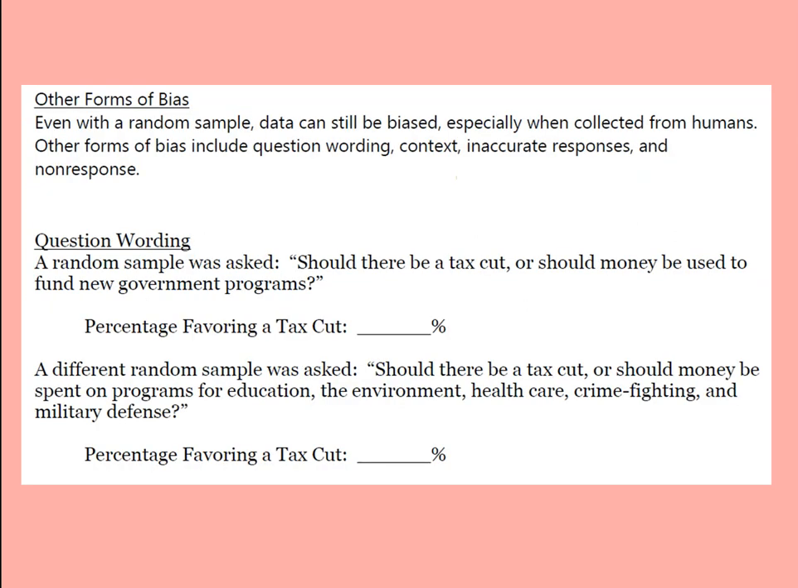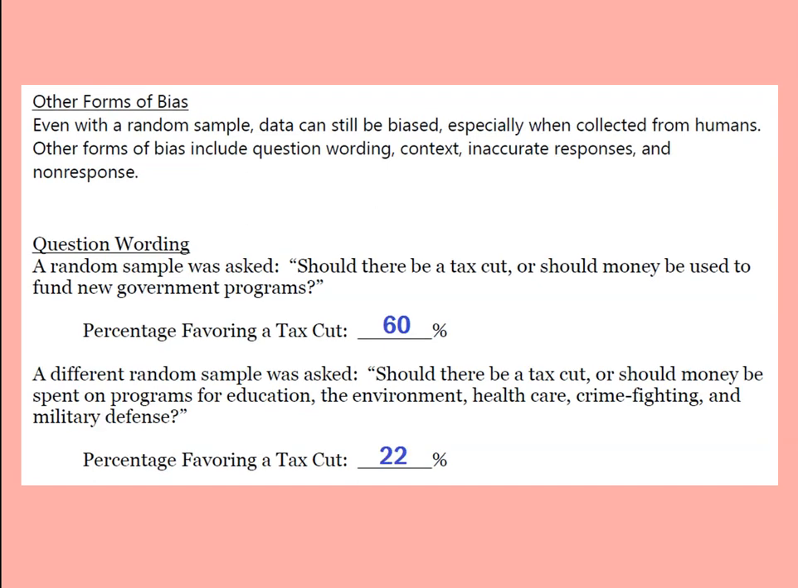There are other forms of bias that are not related to the sampling method, including things like question wording, context, inaccurate responses, and non-response. Question wording is on this slide, where those two questions are really the same question. It's just that the second one itemizes the new government programs. And look at the difference we get between those two percentages. So it's possible for question wording to have a drastic effect.